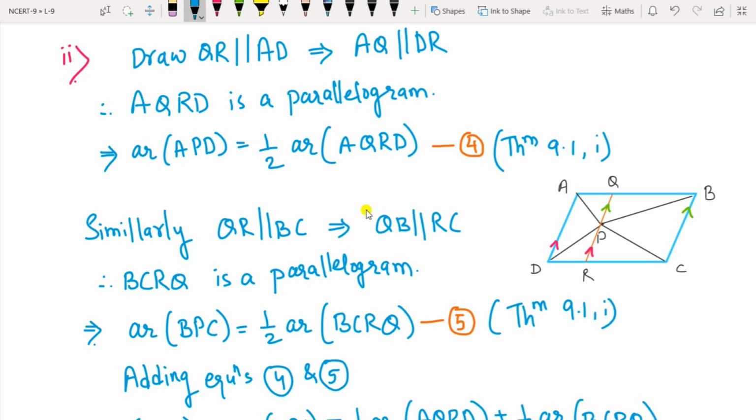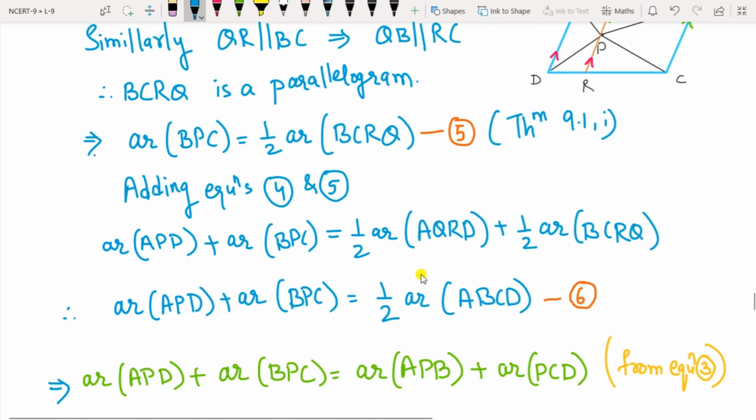Now you have to add equation 4 and 5 here. So if you add 4 and 5, this triangle plus this triangle is equal to this whole parallelogram plus this whole parallelogram. So in place of RHS, you will be writing here as half of ABCD, the whole parallelogram. That is your equation 6.